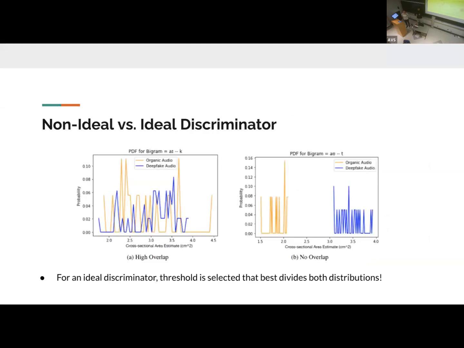If they overlap, that means that the feature is not a good discriminator. If they don't overlap, however, then the pair would be seen as an ideal discriminator to be included inside of the ideal feature set. As seen with the two examples here, the left one is a non-ideal discriminator, while the right one would be good for the ideal feature set, given the separation between the distributions for organic and deepfake audio. Additionally, based on the separation between the two distributions for ideal features, a threshold value would be selected that best divides the two distributions.